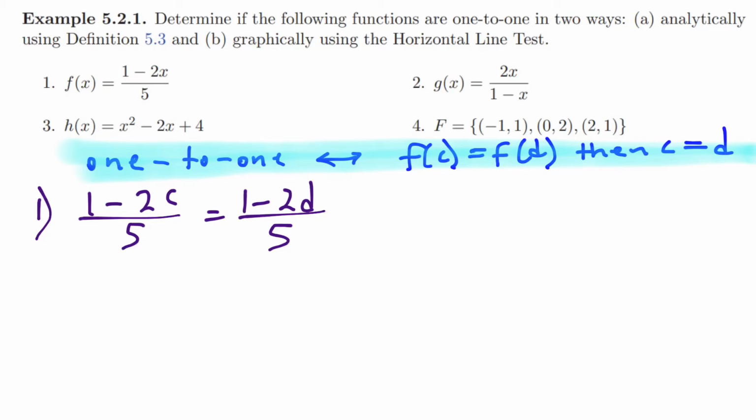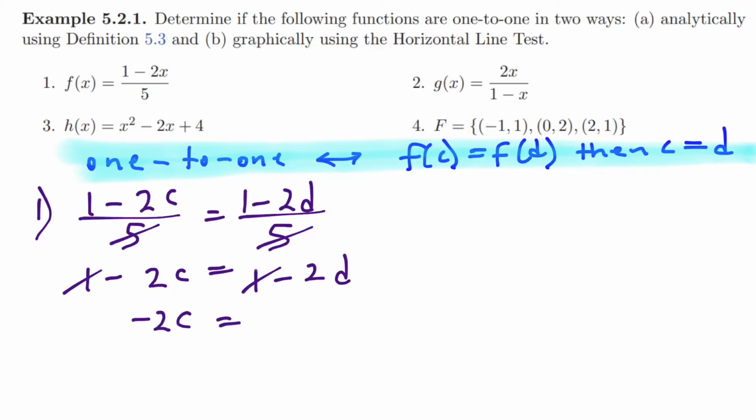So if I simplify this, I've got a 5 on either side. Cross those out. So I've got 1 minus 2c equals 1 minus 2d. I've got a 1 on either side. Cross those out. And then I've got a negative 2 that I can divide through here, and my last line will say c is equal to d. Okay, so we've started out with f of c being equal to f of d, and we've simplified to the point where c is equal to d. If that's the case, then we're going to say this function here is 1 to 1.